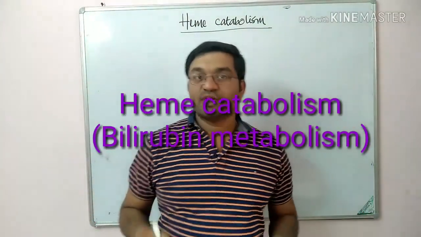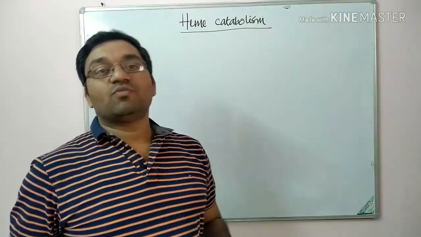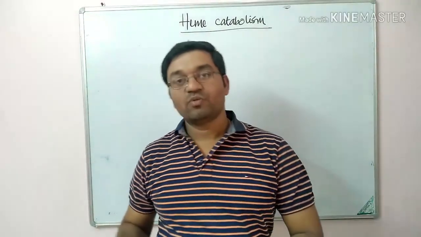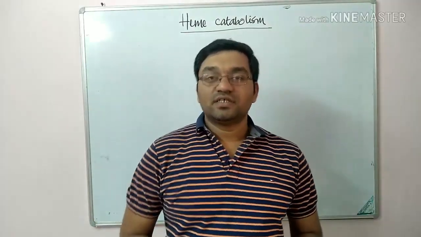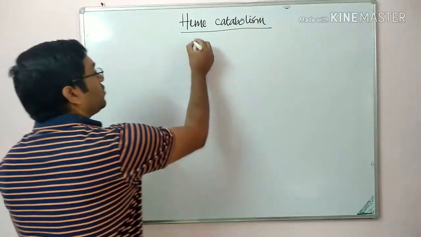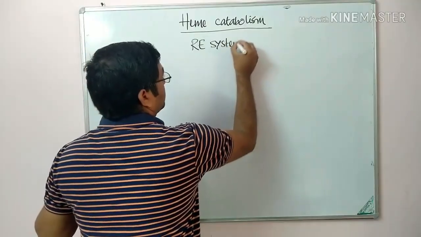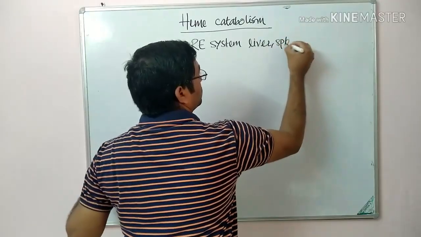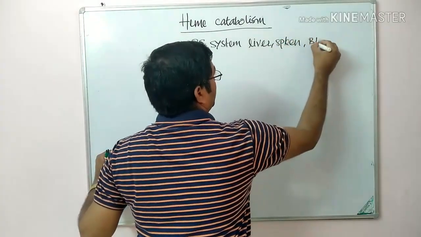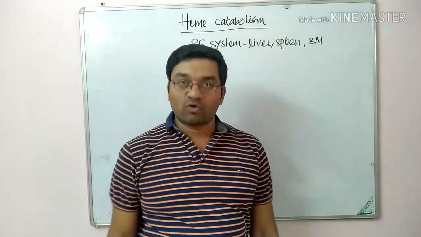Today we will discuss an important topic in biochemistry, that is heme catabolism. In heme catabolism we will discuss the synthesis of bilirubin and the degradation of bilirubin. Hemoglobin degradation especially occurs in the reticuloendothelial system of the liver, spleen and bone marrow, and especially in the macrophages.